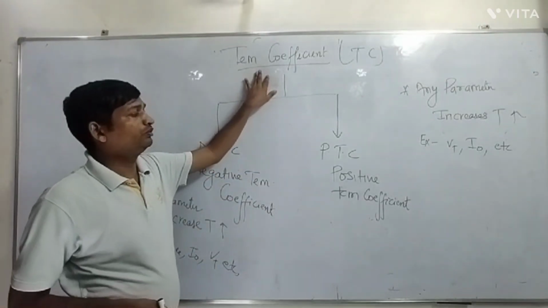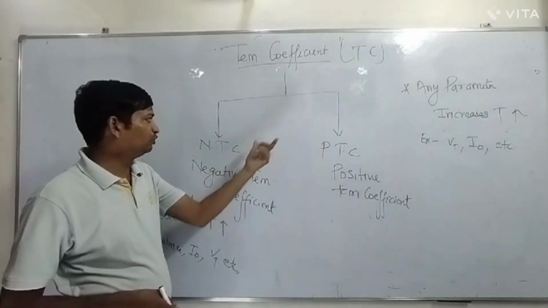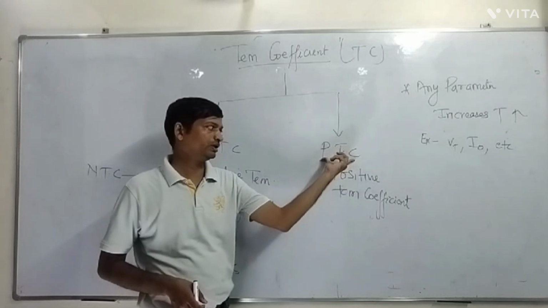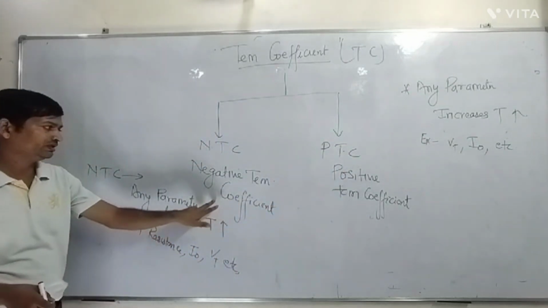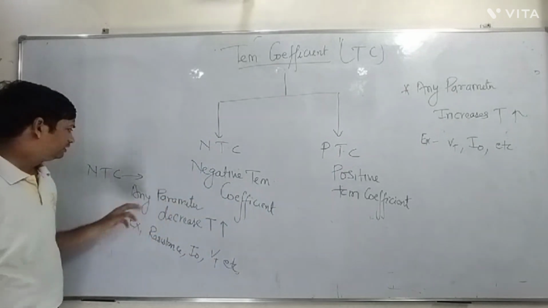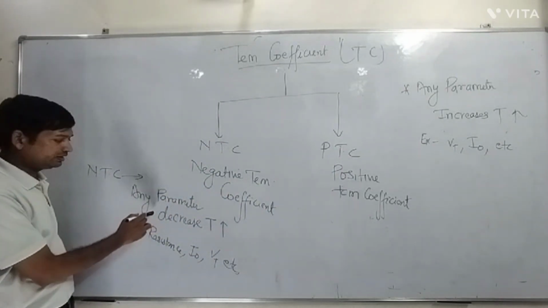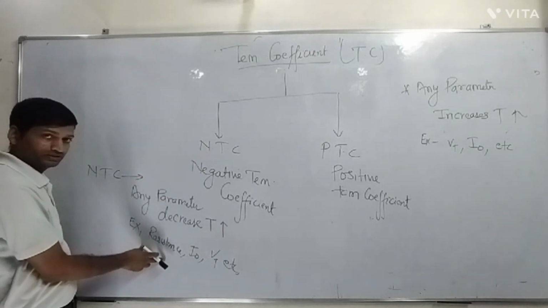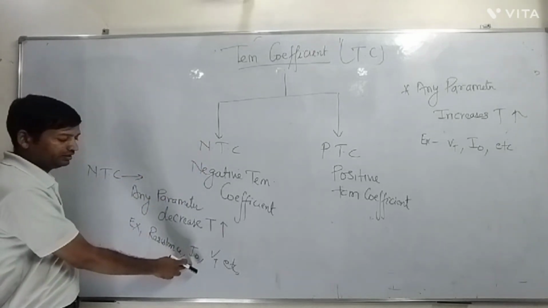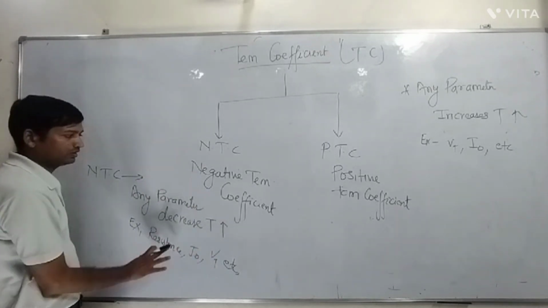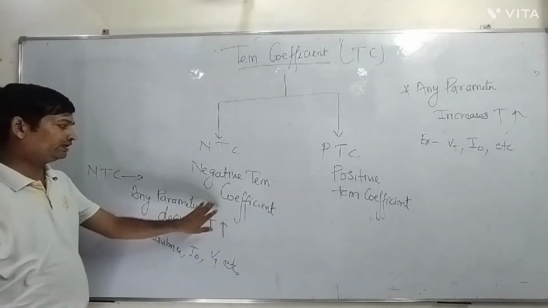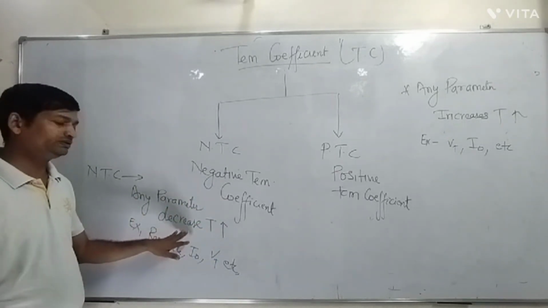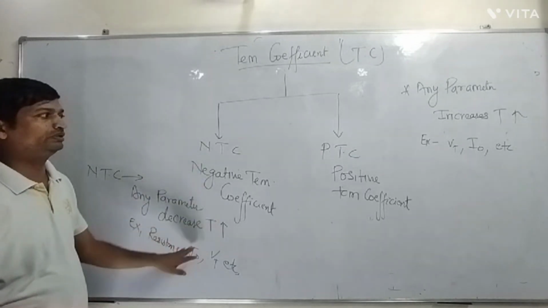Next topic, the temperature coefficients. We can classify the temperature coefficient in two ways: first is the negative temperature coefficient, second is the positive temperature coefficient. We analyze this in terms of temperature. Any parameter that decreases with increasing temperature is called a negative temperature coefficient. For example, resistance and so on. That is the role of temperature with respect to any parameter.